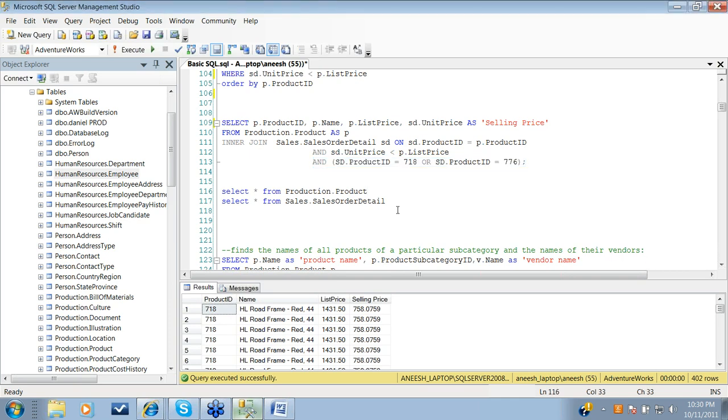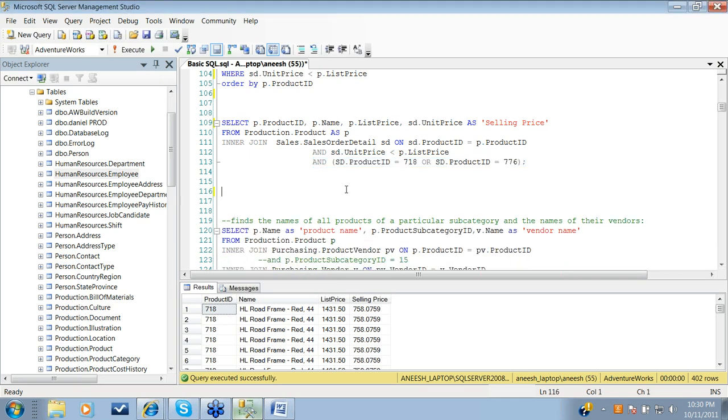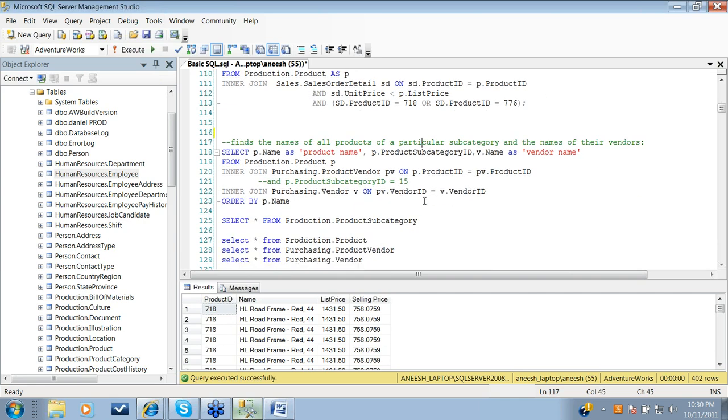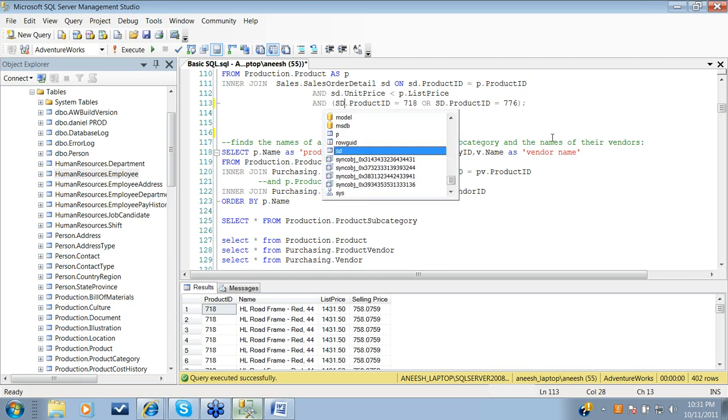Okay. So let me see what is next. Now, as the product ID is the same, are you using uppercase? Oh no, it's the same thing, because by default SQL is not case sensitive. Okay, yeah.